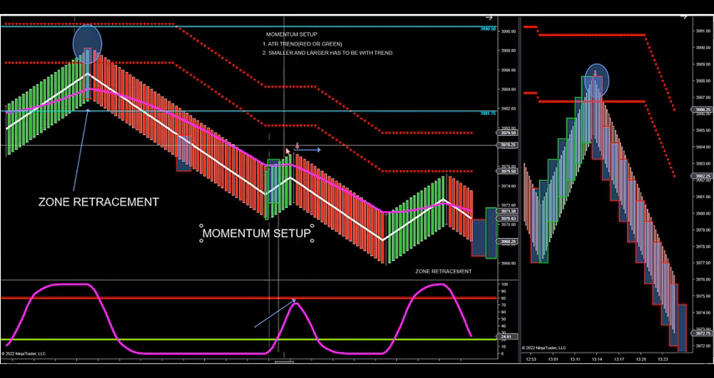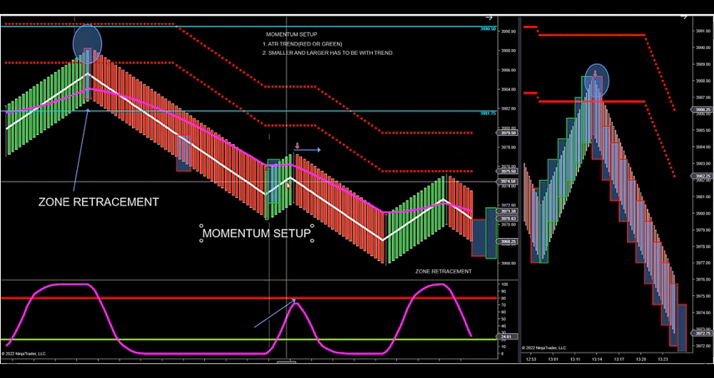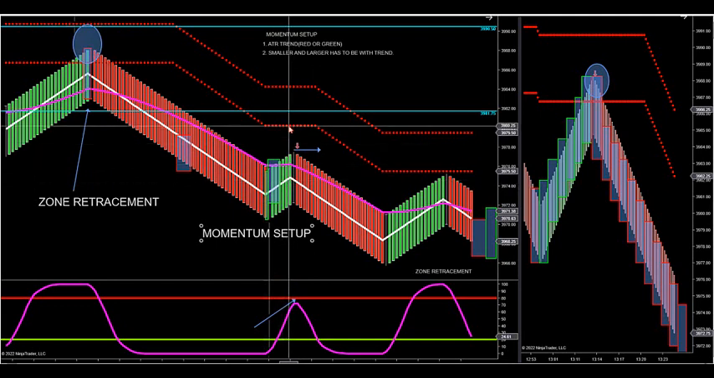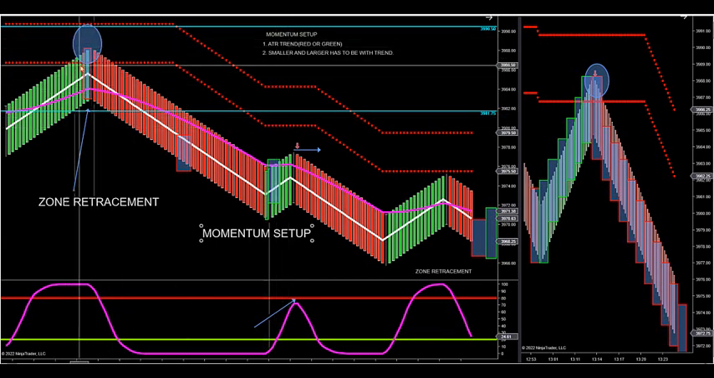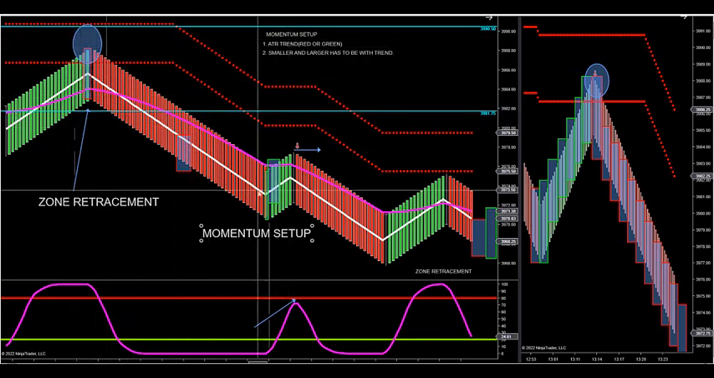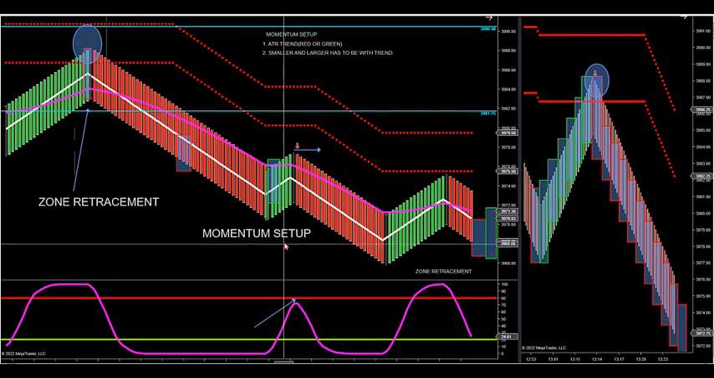The ATR is a key to make this work. You go against the ATR and just go with these MAs, they don't work out very well. So the ATR will really get you in the right direction. I also find after hitting a zone and coming out of the zone, the first momentum setup is typically the best setup to look for also. Just heads up on that.